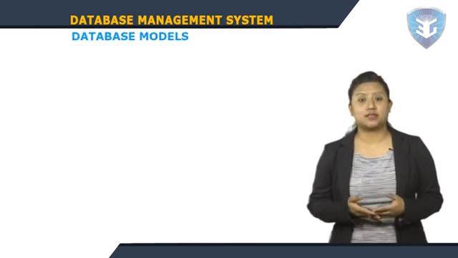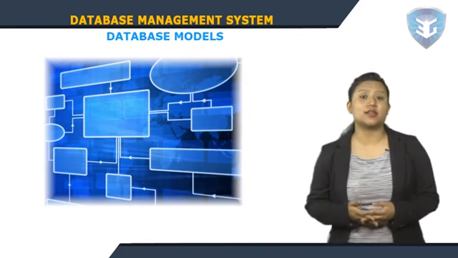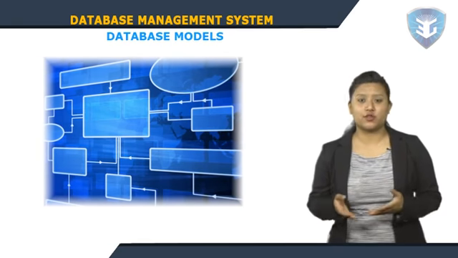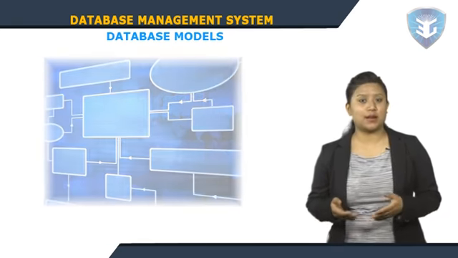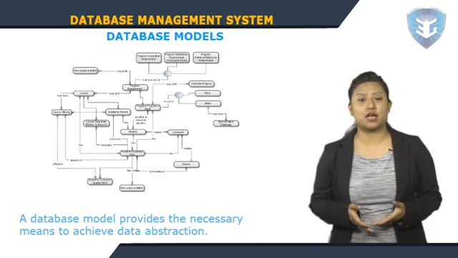Let us now discuss the database models. The main objective of a database system is to highlight only the essential features and to hide the storage and data organization details from the user. This is known as data abstraction. A database model provides the necessary means to achieve data abstraction.